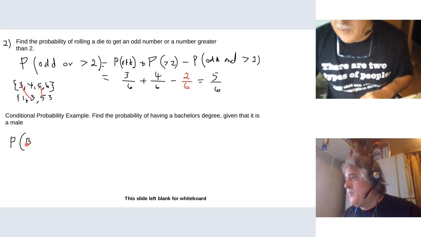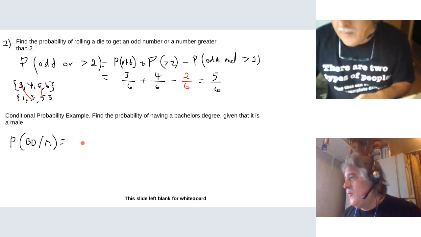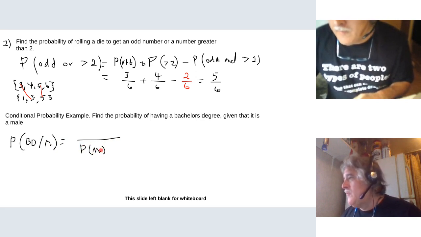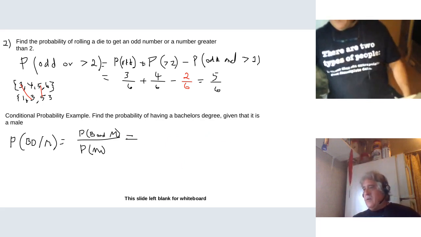So I'm just going to put BD for bachelor's degree, and then I put the line given is male. So then the way the formula works is down here we need the probability of male, and up here the probability of bachelor's and male. All right. So we already talked about that, the probability of male was 94 over 195.